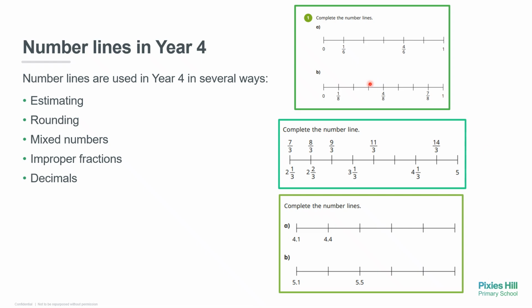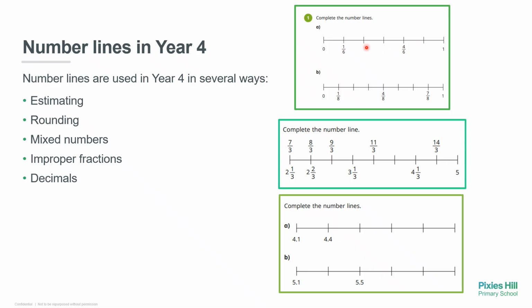In this example, we have number lines showing one whole. The intervals on this number line are worth 1/6 each, and labelled we have 1/6 and 4/6. Children would be expected to label where 2/6, 3/6 or 5/6 would go on the number line in these spaces here.